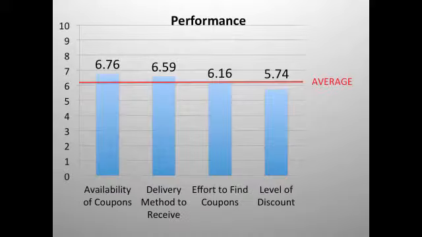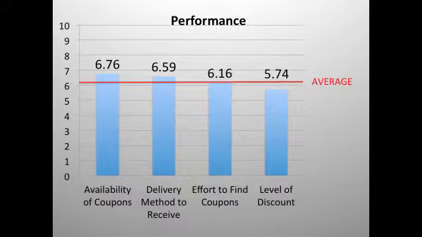Okay, first we're going to go over performance scores for each attribute. Availability of coupons has the highest mean performance score with 6.76, and the lowest is level of discount with 5.74. As you can see, the red line labeled average is the average overall performance score, and that is 6.21. So on availability of coupons and delivery method to receive, we're above average. We're doing good on those.